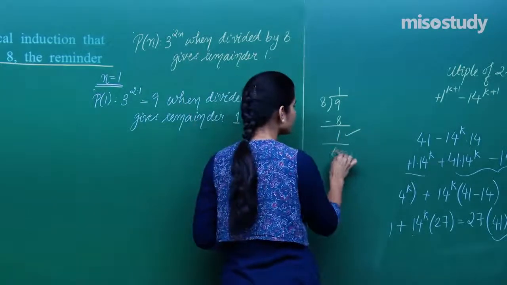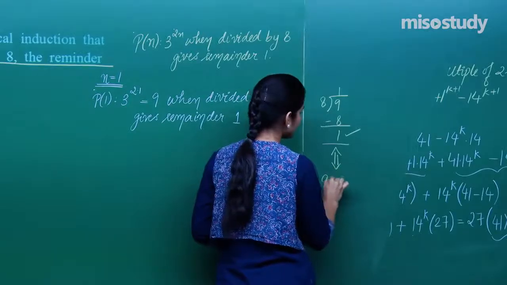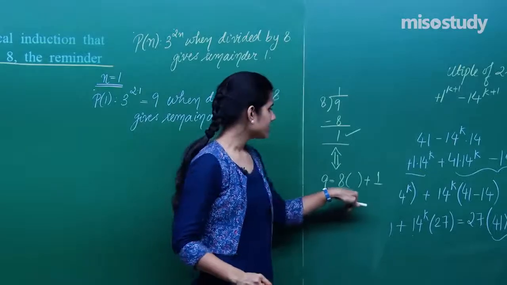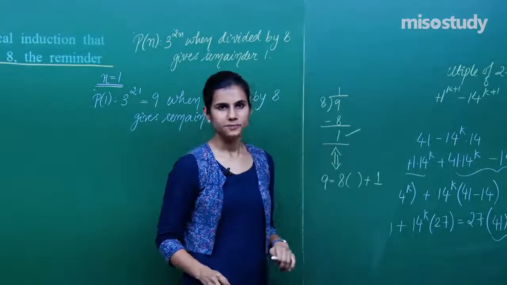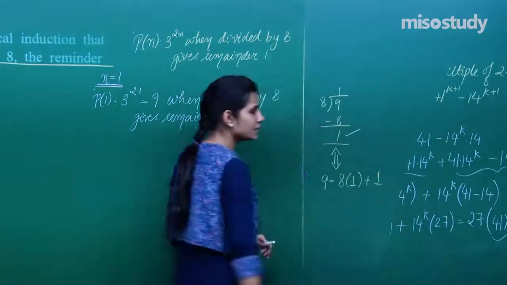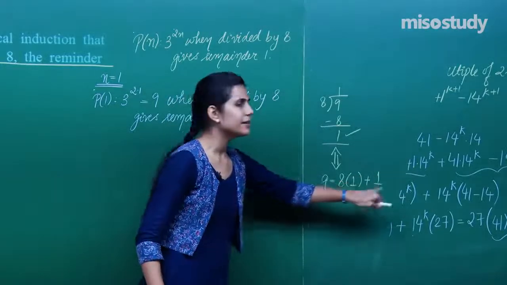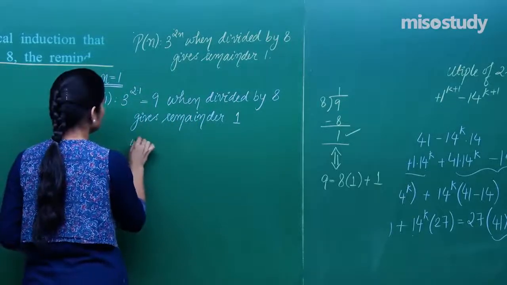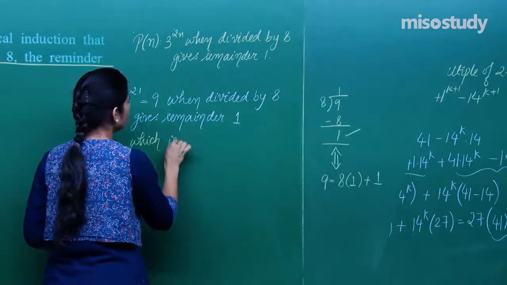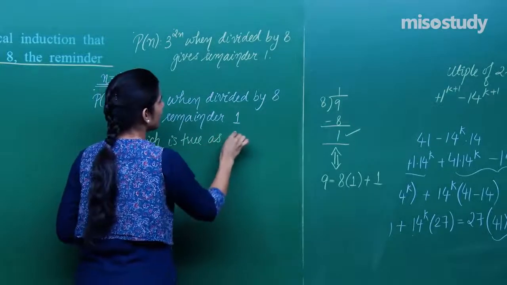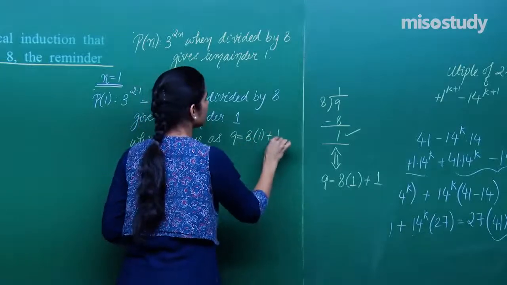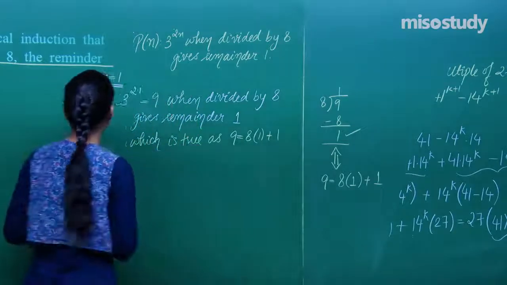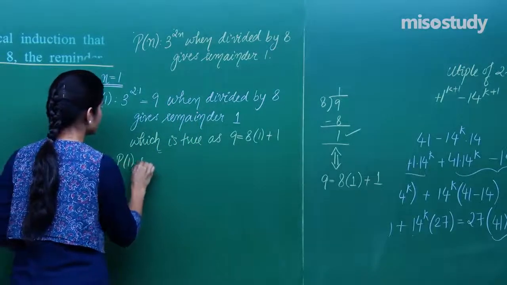That means either you say this or you say 9 can be written as 8 into something plus 1. This would mean that when 9 is divided by 8, whatever the quotient is, remainder is 1. And of course 9 can be written as 8 into 1 plus 1, and that means when 9 is divided by 8, the remainder comes out to be 1. That means when 9 is divided by 8, quotient is 1, remainder is 1. Therefore, P1 is true.